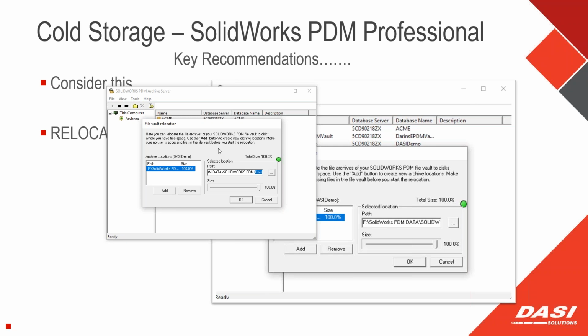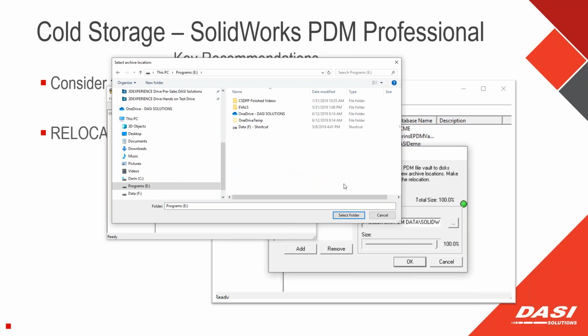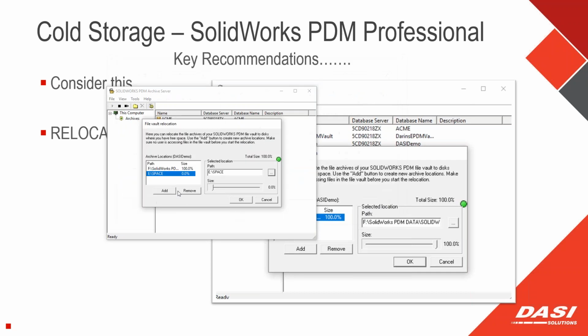Now if I have a different drive that I've just added to the computer, we can simply add that additional location. We path to it. Let me just throw that in my programs drive so it's a different place. And then I'm just going to add it to a folder I called space, just a place to put it. Once I put that space folder out there, using my slider, I can add room to that drive.